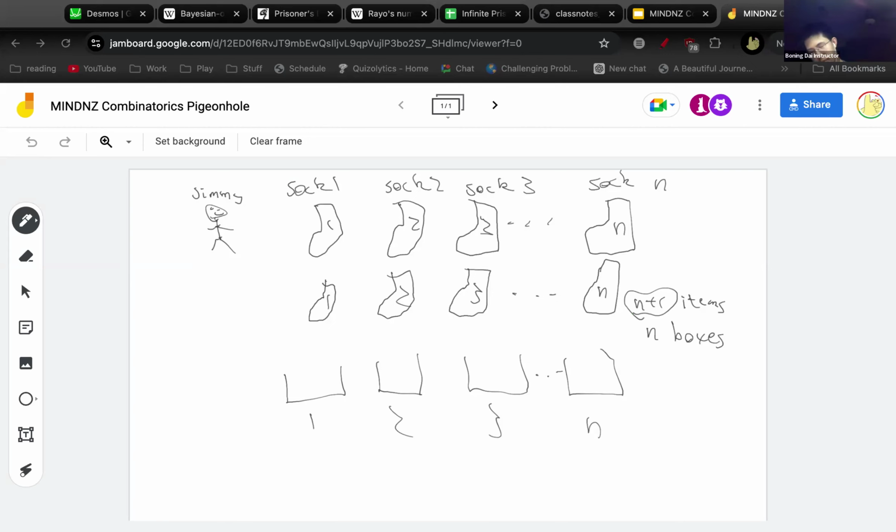So I'll just go through this quickly and prove why n plus 1 socks must be necessary. So if we have a single sock in each box, then obviously there are n socks, but there's no pair of socks anywhere. So that's why the answer isn't n. Therefore, our answer is n plus 1.